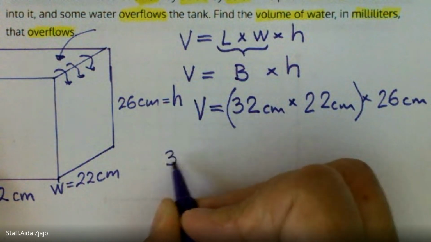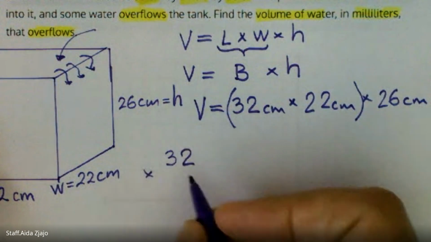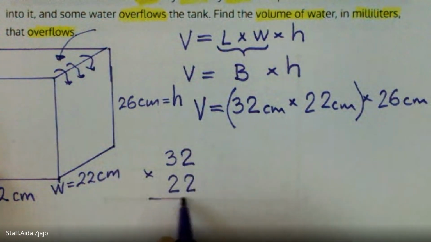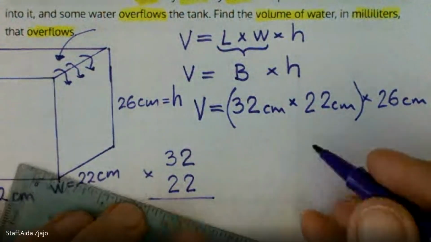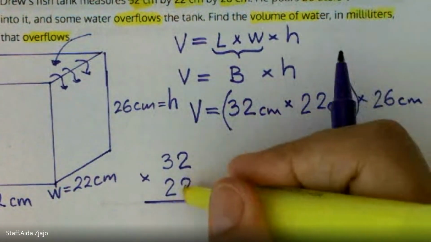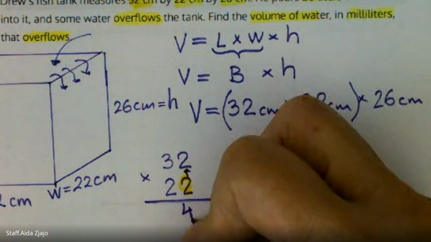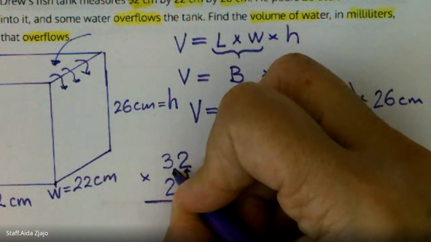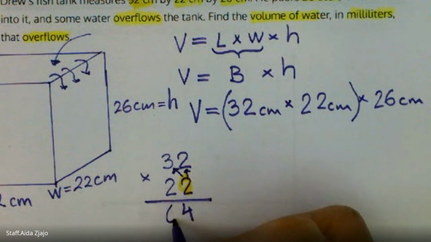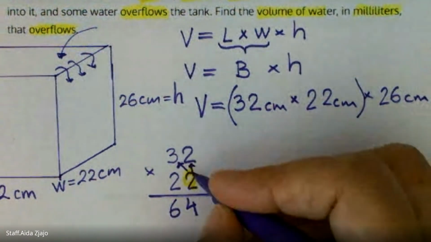Because the numbers are small, and if you need to practice the standard algorithm, you can do it when the numbers are smaller and students know how to multiply. So 2 ones times 2 ones is 4, and then 2 ones times 3 tens is 6 tens. So 2 times 32 is 64. I'm done with ones.